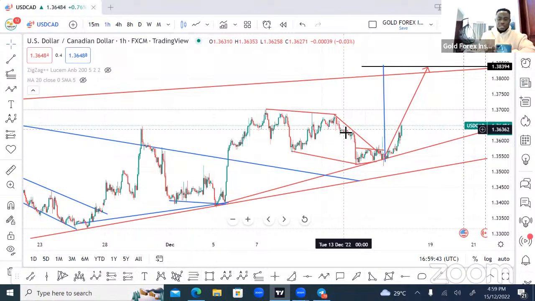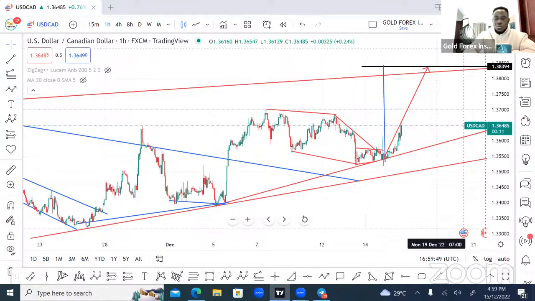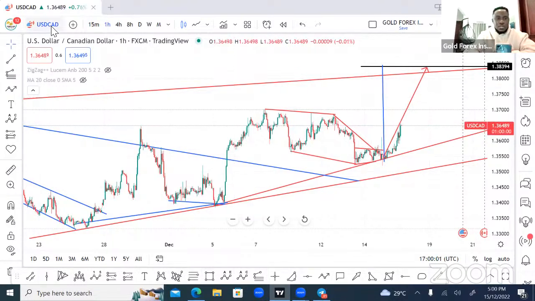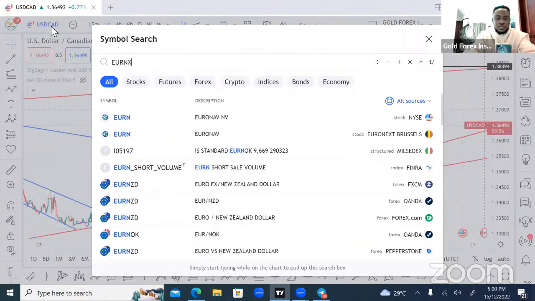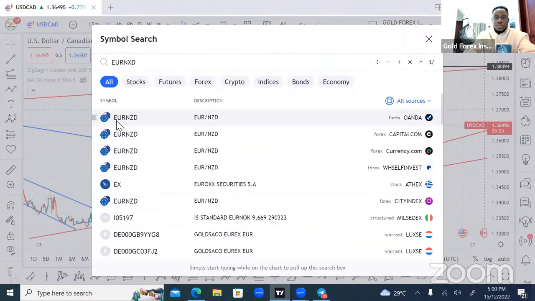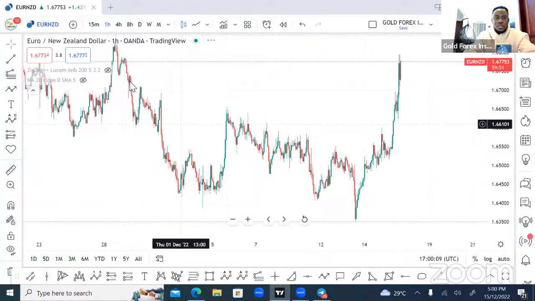Today in the Masters of Elliott Wave, there's a group of elite traders. I saw one. They were talking about Euro and ZD. So let's look at Euro and ZD. I want to see if there's an opportunity over there. Okay.